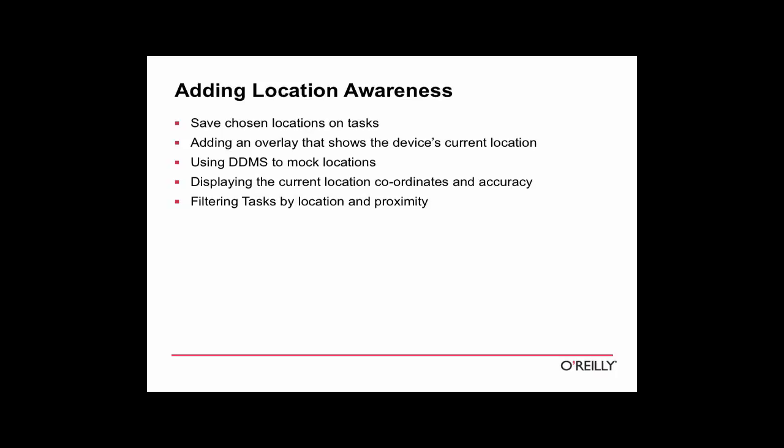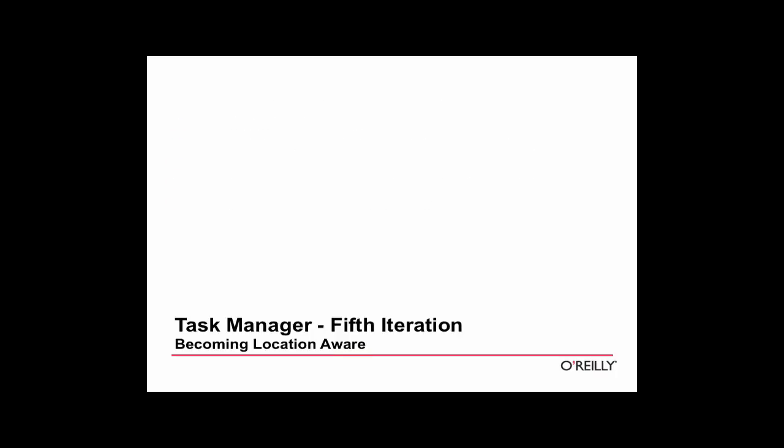And then we're going to use DDMS so that I can show you how you can mock locations on the emulator if you don't have a real device, although you should always be testing on the real device, especially when you get into location stuff. And then finally we're going to show the coordinates and accuracy of the device's actual location or the emulator's faked location, and then filter tasks by the location and proximity to the current location. So, becoming location aware in this fifth iteration of the Task Manager application.